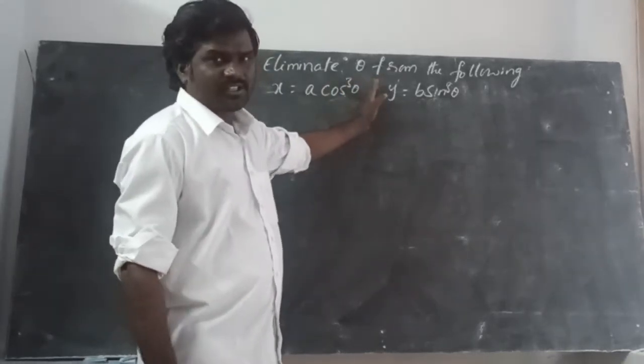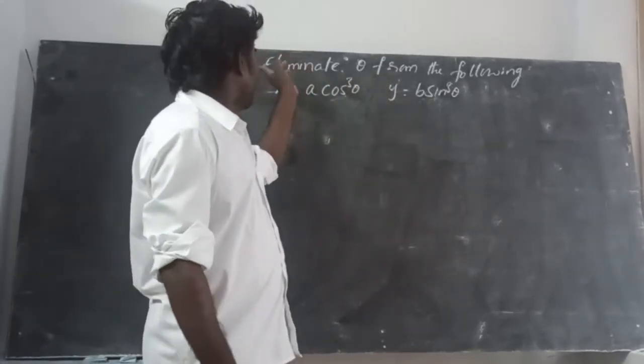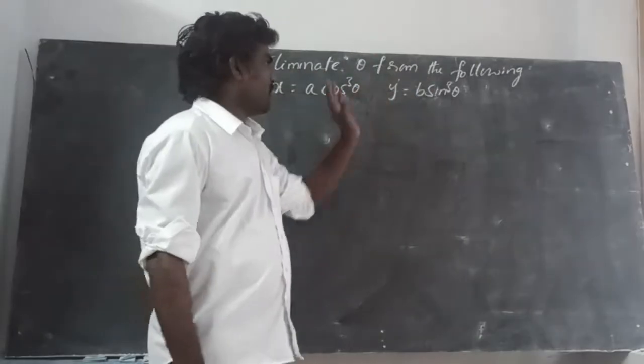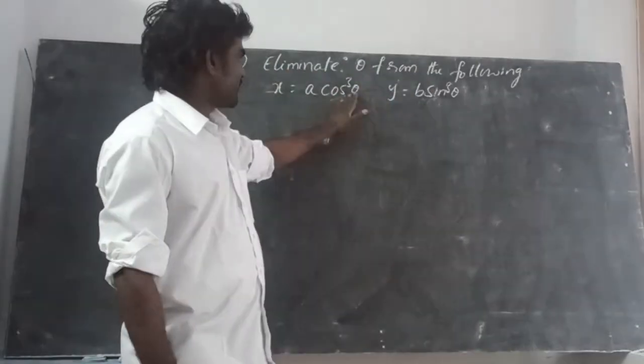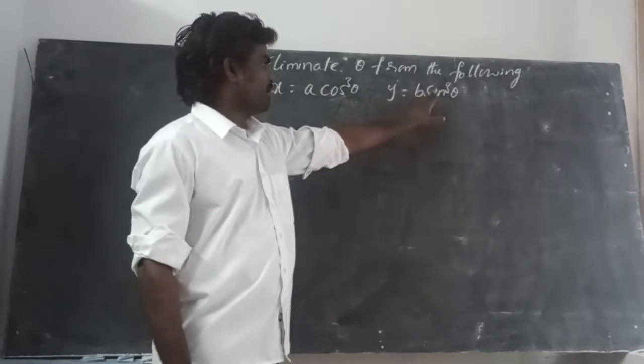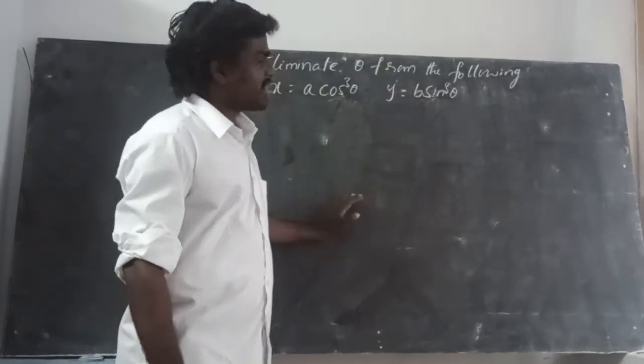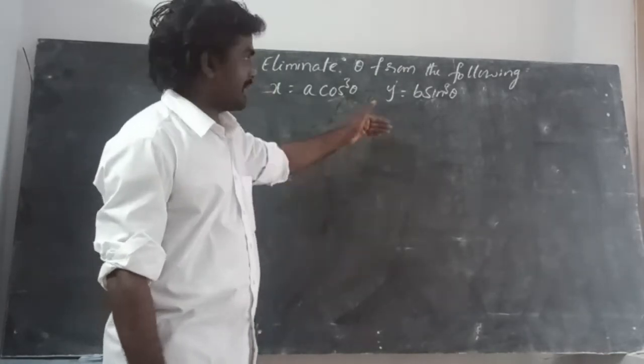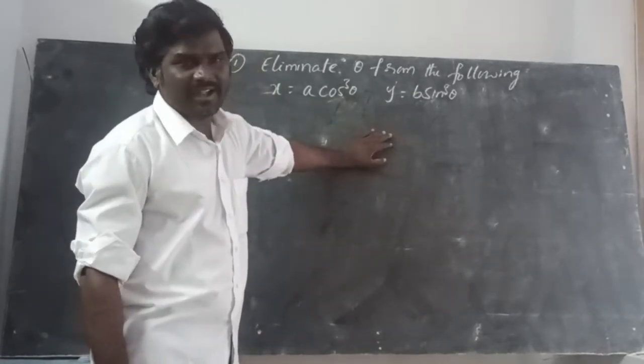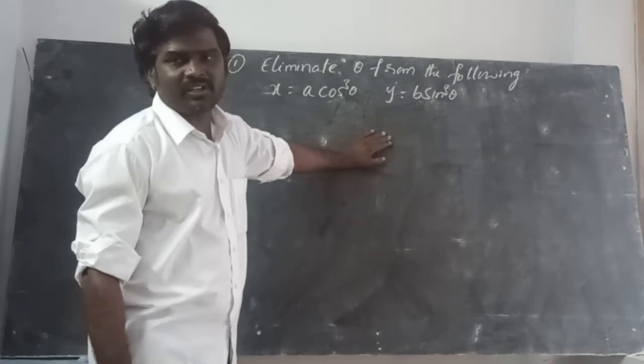Intermediate trigonometry chapter, first exercise: eliminate theta from the following. x is equal to a cos cube theta, y is equal to b sin cube theta. Okay, in this we can eliminate the theta. How can we eliminate it? By using trigonometric identities.